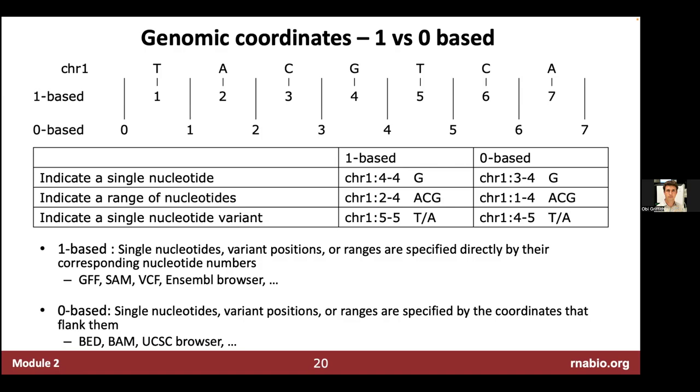Those zero-based methods consider always there is one single base between both numbers. That there's always one position between, there's only one. Yes, that's correct. Yeah, that's right.